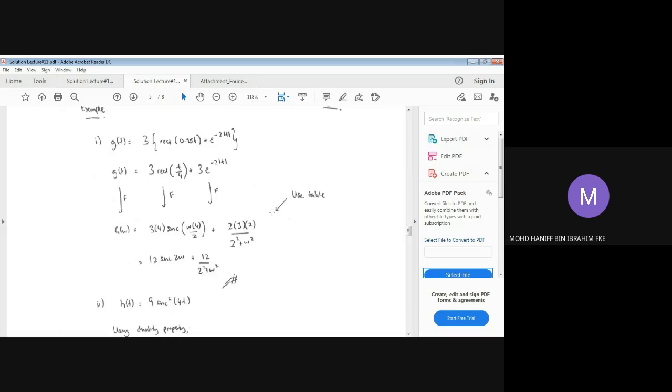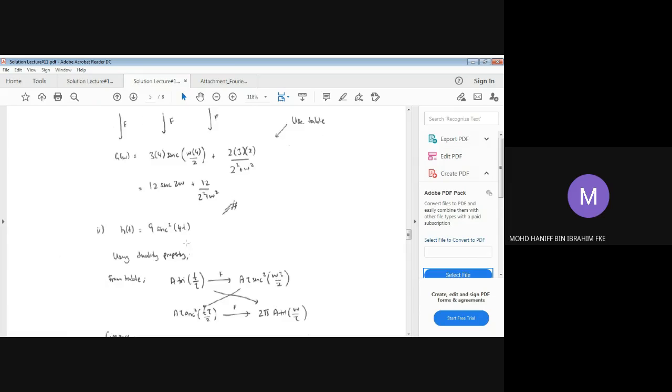For this question, which is 9 sin squared of 4t, you have to use the duality property because you are given the function in the time domain with a sin squared. From what we can see on page 2 and page 3 of the table, there is no such time domain signal with a sin squared function. So you have to apply the duality property to find the answer, in which you can use a pair of a triangular signal with a sin squared signal.